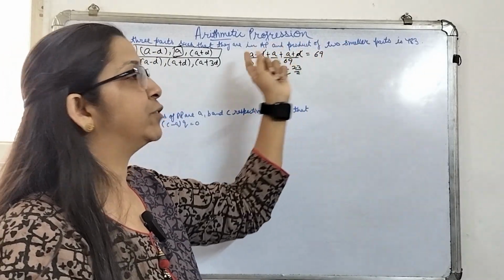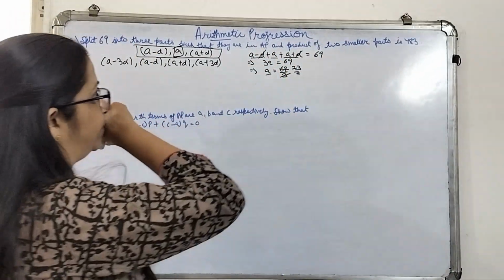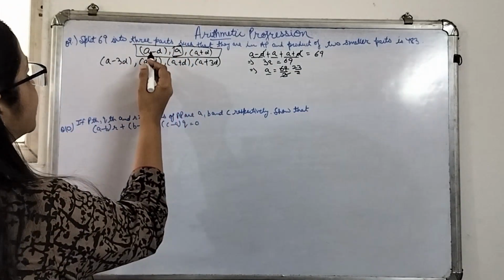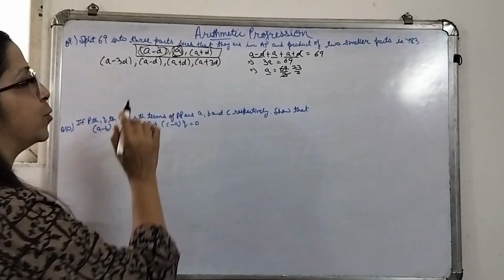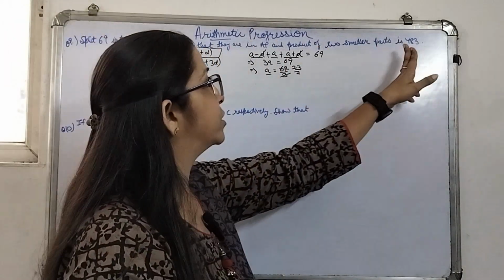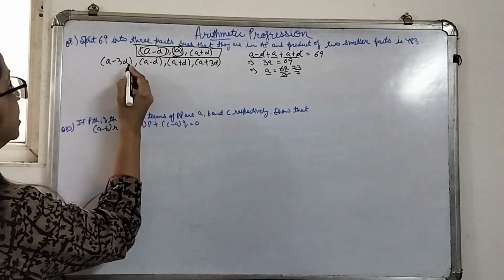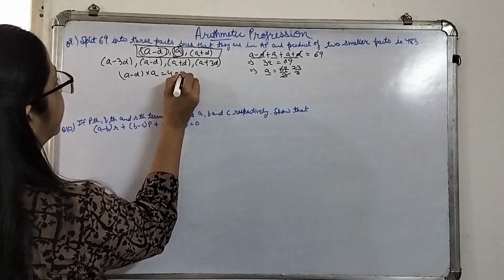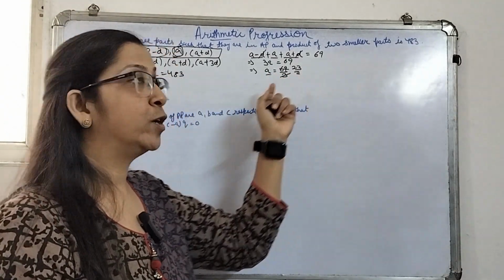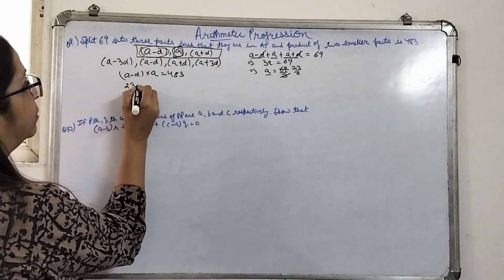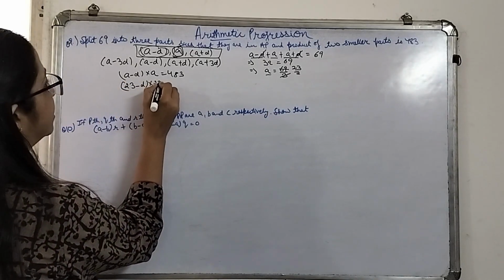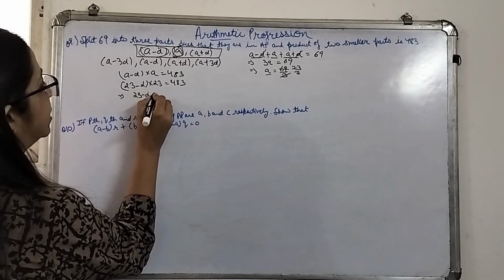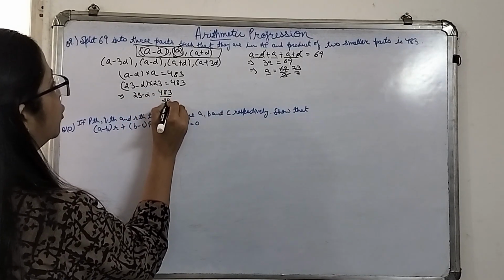Now from the other condition, we will be finding the value of D. Here given is the product of the two smaller parts is 483. So the smaller parts are A minus D and A, and the product of these two is 483. That simply means A minus D multiplied by A is 483. We know the value of A from here, so we'll be keeping it. It will be 23 minus D multiplied by 23. It is 483. That simply means 23 minus D is 483 divided by 23.